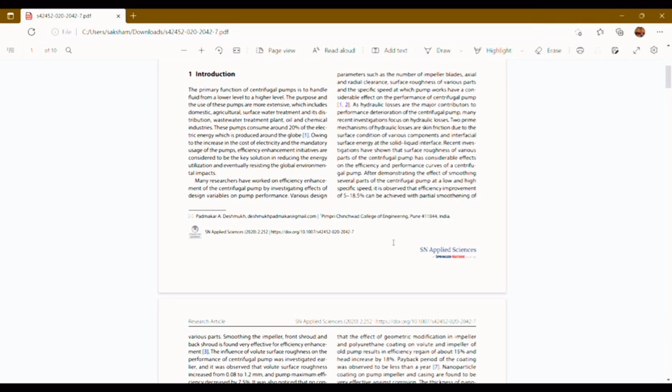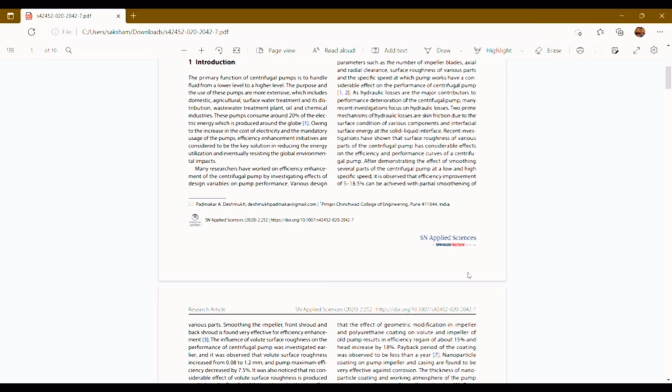Now, many researchers have worked on the efficiency enhancement of centrifugal pump by investigating the effects of the designs. Firstly, the basic concern of many researchers is hydraulic losses. Hydraulic losses are the major contributor to the performance deterioration of the centrifugal pump. Many recent investigators focus on hydraulic losses. Two prime mechanisms of hydraulic losses are skin friction due to the surface condition of various components and interfacial surface energy at the solid liquid interface.